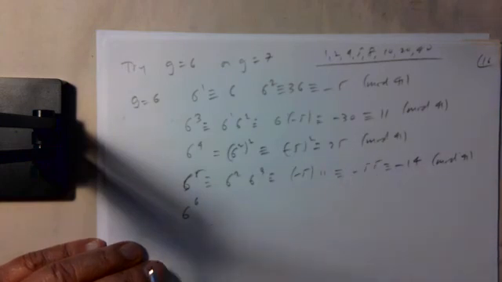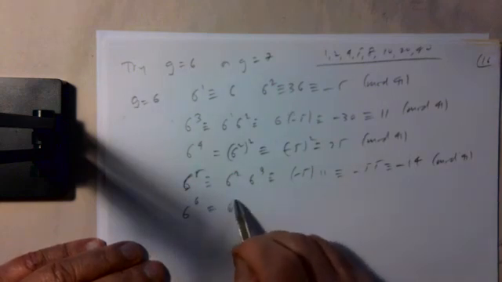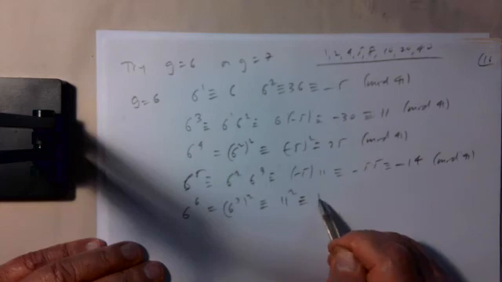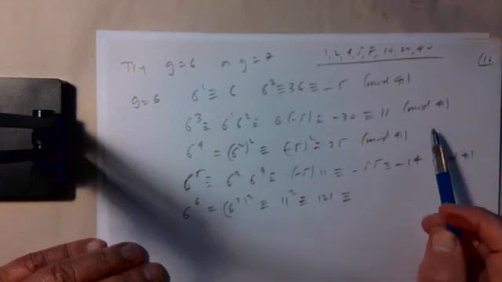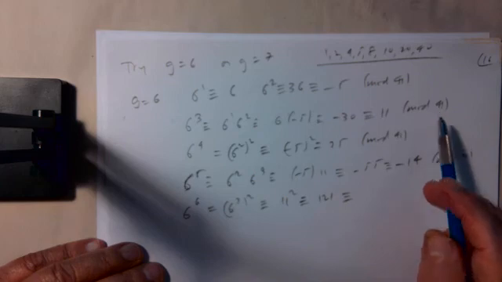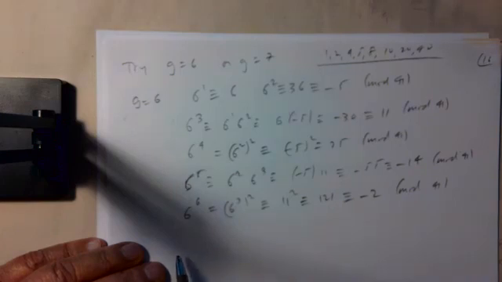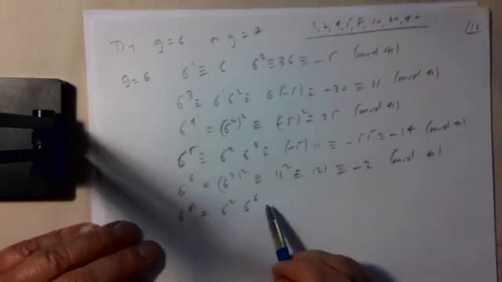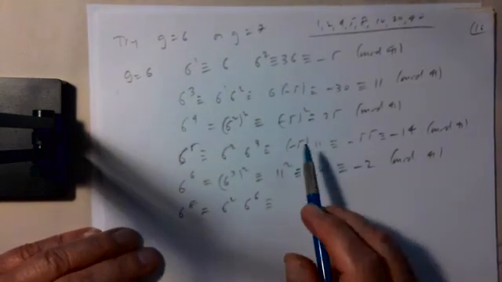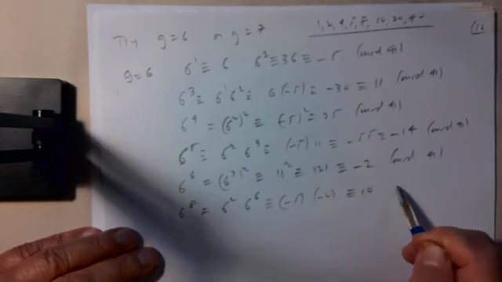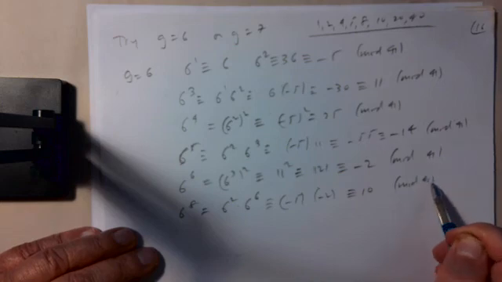What should I do with 6 to the 8th? Let's see. Well, 6 to the 8th is 6 cubed squared. That's 11 squared. That's 121. 3 times 41 is 123. So this is minus 2 mod 41. So 6 to the 6th is minus 2, and 6 to the 8th is 6 squared times 6 to the 6th. 6 squared is minus 5. 6 to the 6th is minus 2. So this is 10 mod 41.